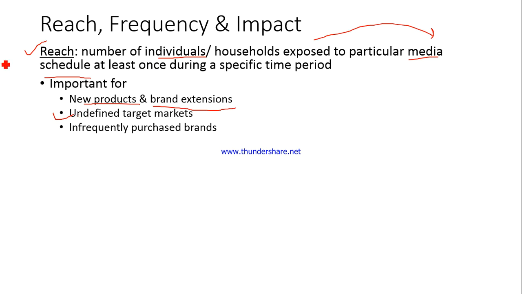Then again, infrequently purchased brands. Infrequently purchased brands or products, for example, are those which are purchased after a long duration of time, so you don't purchase them on a frequent basis. So for example, once you have purchased a car, you are not going to buy another car for, let's say, 2-3 years. So this is an infrequently purchased item. A mobile handset, or maybe admission to the MBA course in a particular college. So all these things you are purchasing on a very infrequent basis, kabhi kabhar. In such cases also you need to have high reach, right?